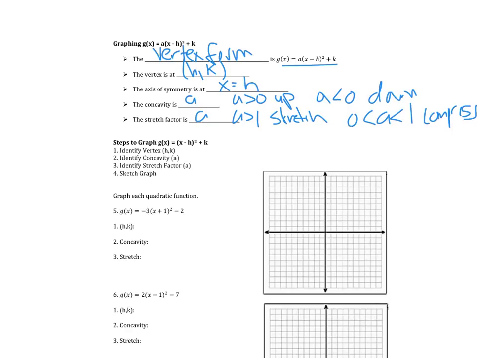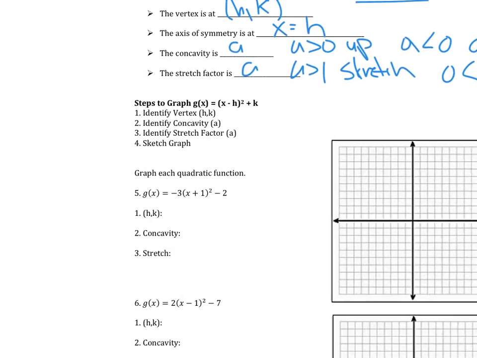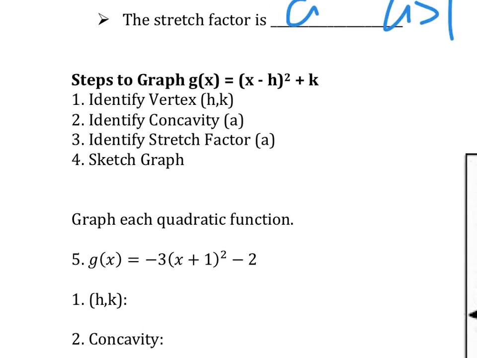All right, so our steps to graph are nice and simple. You want to identify your vertex. It's (h, k). Notice that this is negative h, so we just want that value. So it is the opposite sign, just like it was with absolute values. Our concavity, we want to identify that. Then our stretch factor, and then we want to sketch the graph.